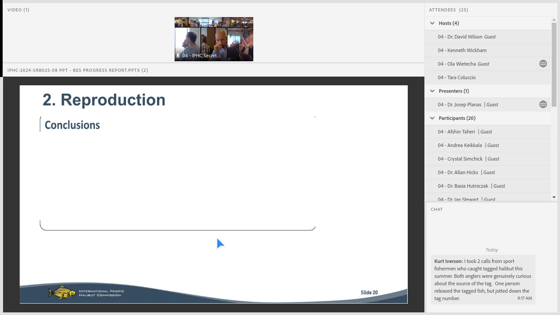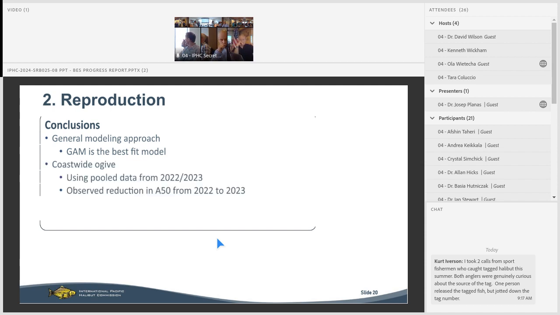So in conclusion, we are finding that the GAM is a better fitting model compared to the GLM when comparing over the 2 years of data that we have. The coastwide ogive, we did pool across both years to generate it, but we did see an observed reduction in the A50 value. So the curve has been shifted to the left between 2022 and 2023.